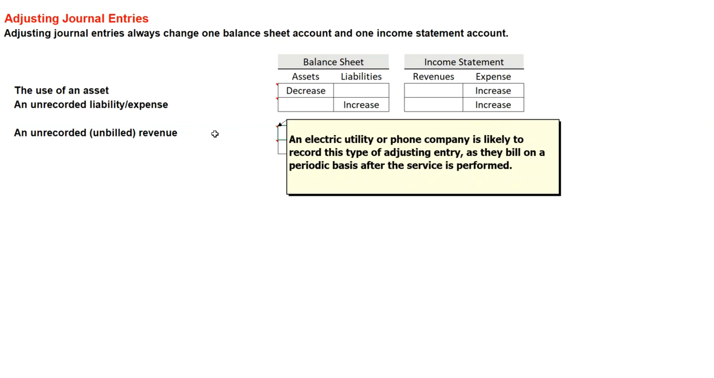Examples of companies that would record unbilled receivables at year end would basically be any type of company that provides a service over time and bills the customer on a periodic basis.